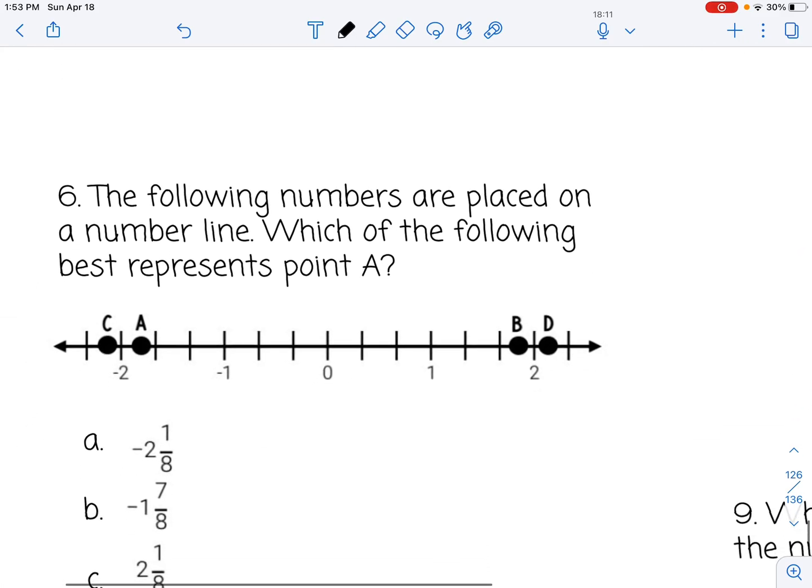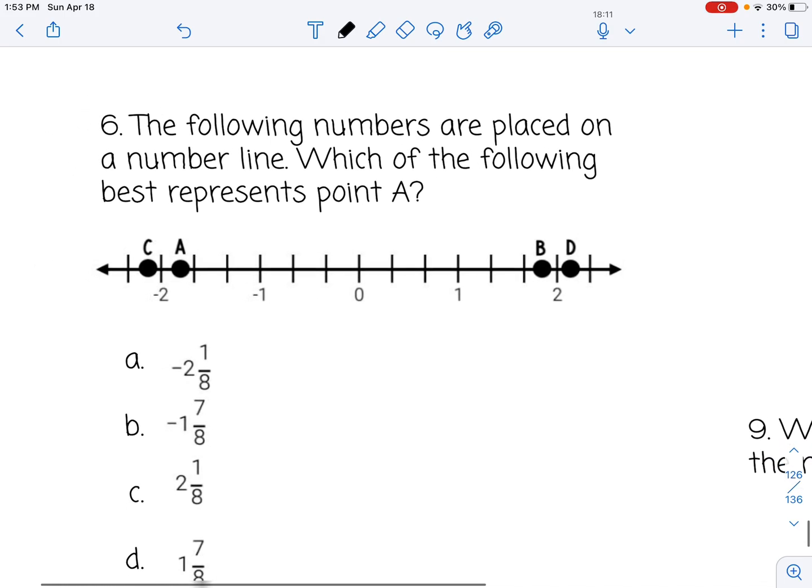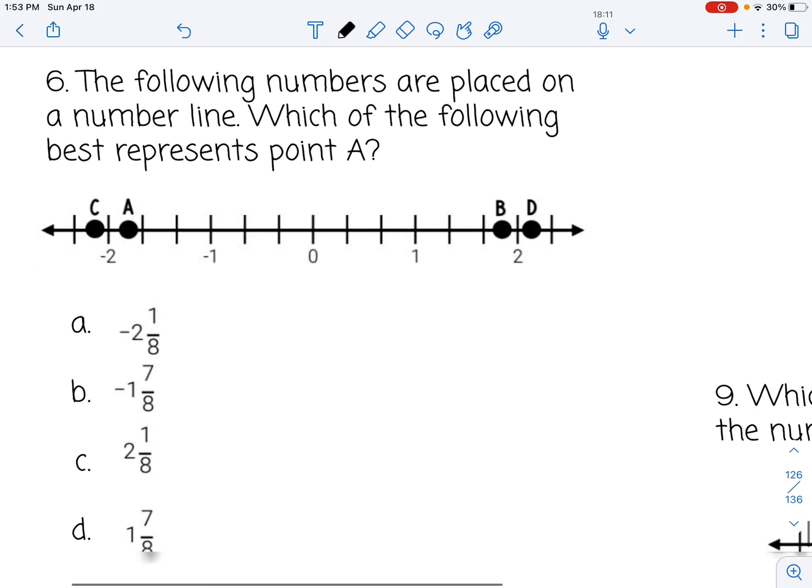Okay. Number 6. The following numbers are placed on a number line. Which of the following best represents point A? Okay. And this can be found on page 14 in your journal.